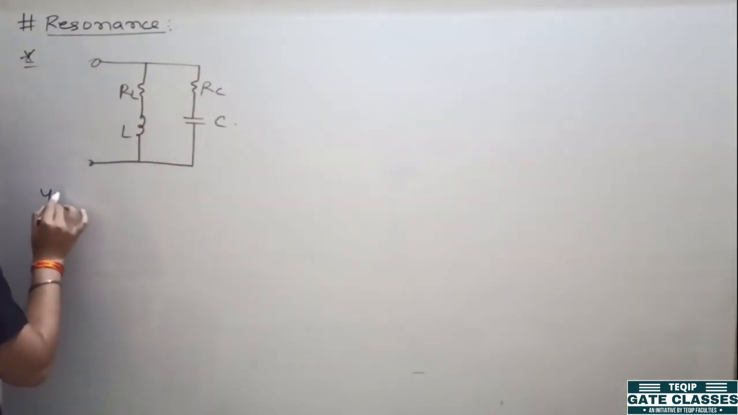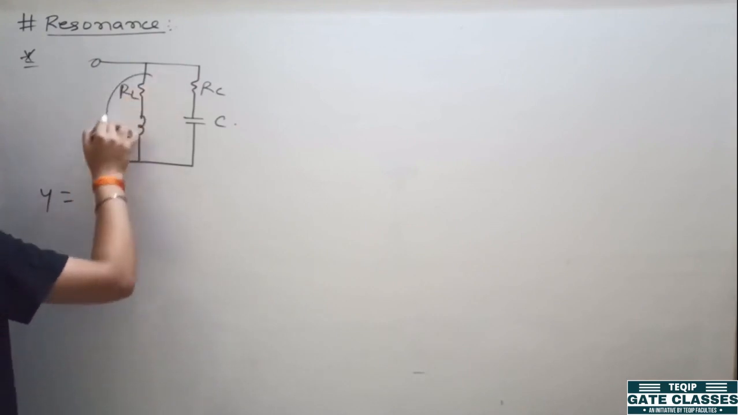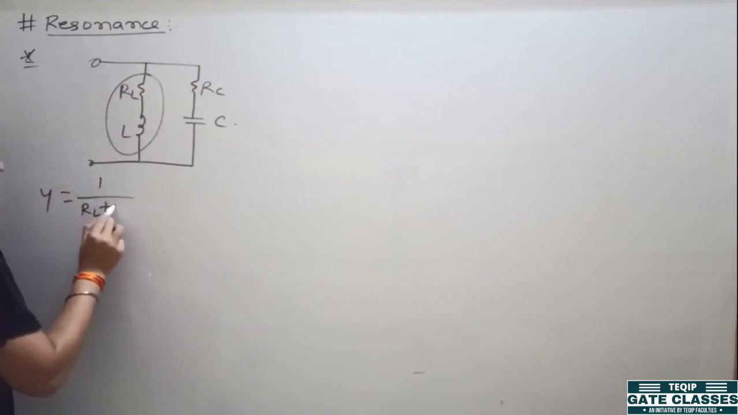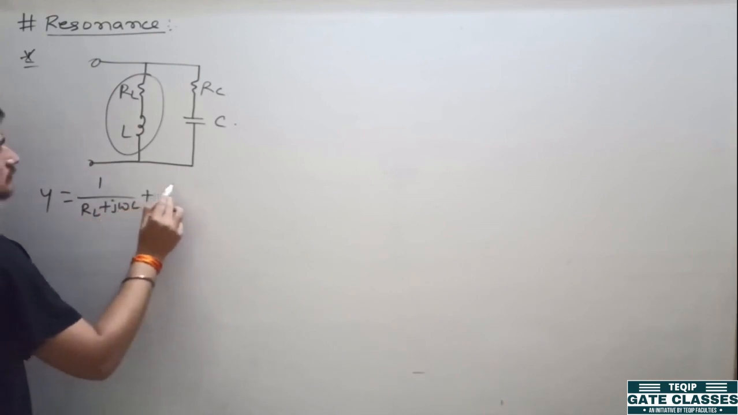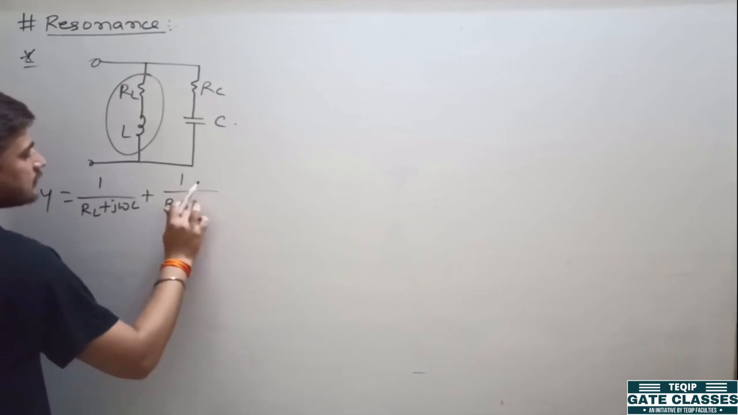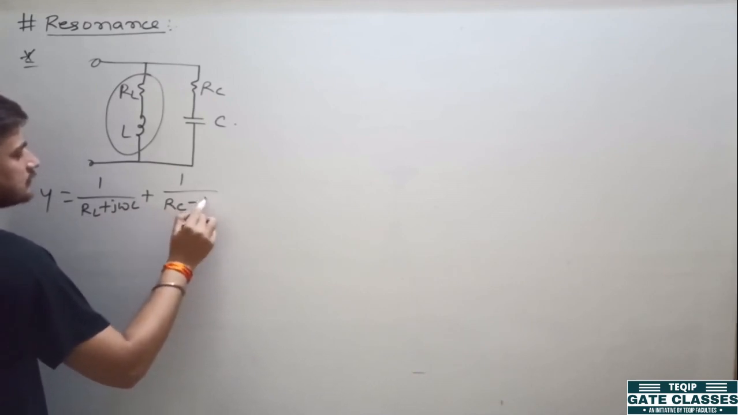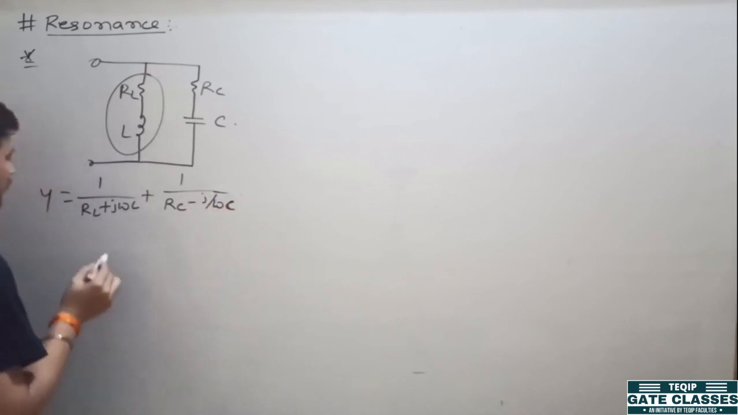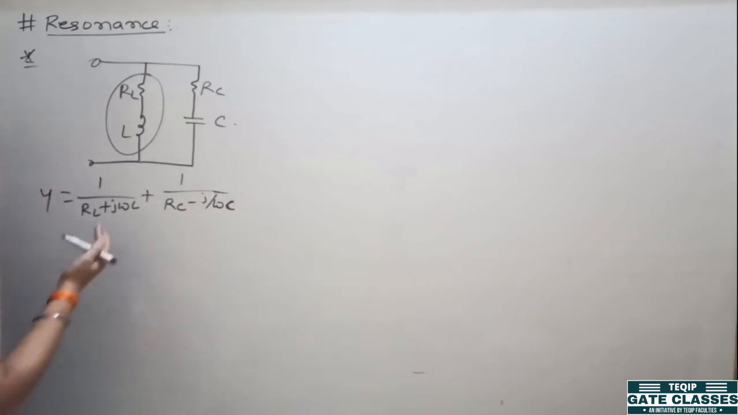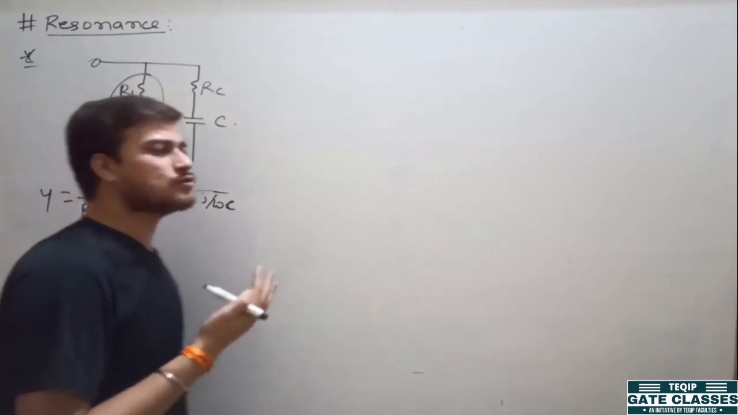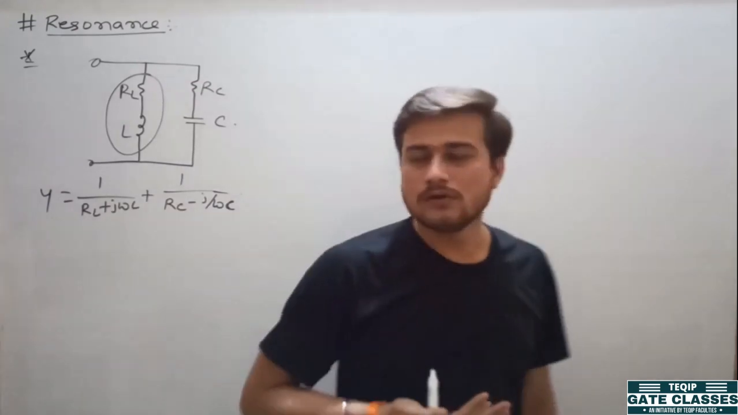So admittance Y will be equal to the admittance of this branch. It will be 1 divided by RL plus J omega L, plus 1 divided by RC minus J by omega C. Now what do we have to do? We have to rationalize these two terms. That means for the condition of resonance we have to make the imaginary terms equal to 0.